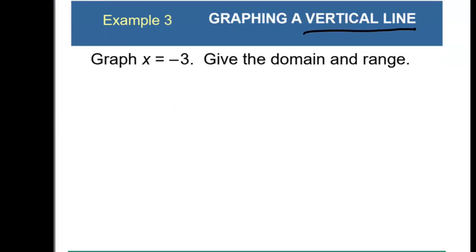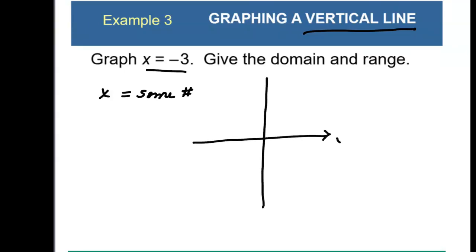Okay, vertical lines are x equals some number. So if you have x equals some number, you're thinking, okay, then that relation is a vertical line. And so what we do here is in our rectangular coordinate system, we just find x is negative 3, and we draw a vertical line through that.